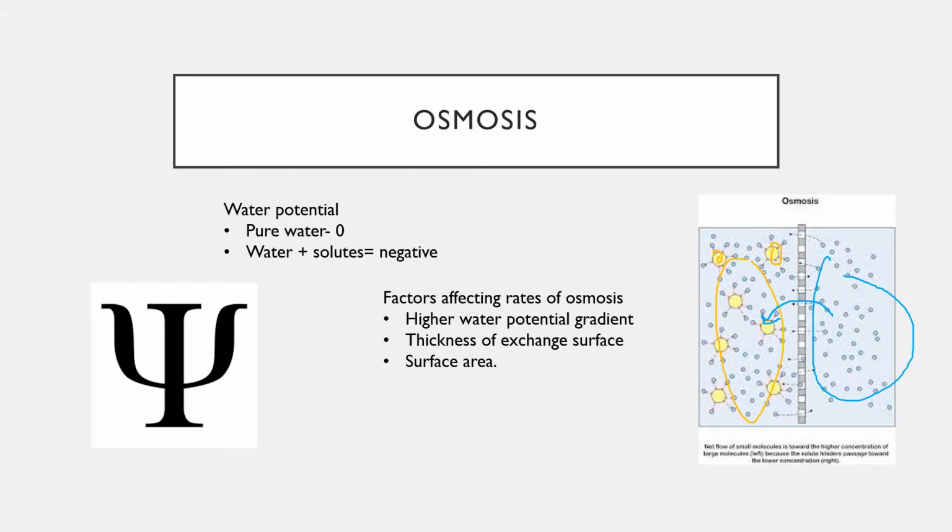Factors that affect rates of osmosis. Well, the higher the water potential gradient is, the faster the water molecules will move across the partially permeable membrane. The thickness of the surface exchange: the thinner the surface exchange is, the faster the rate. And the surface area of the substance.